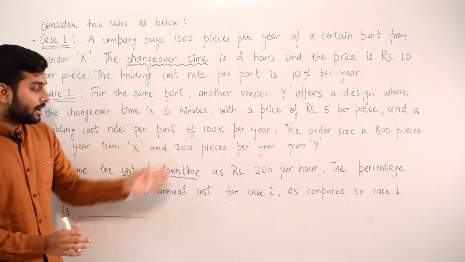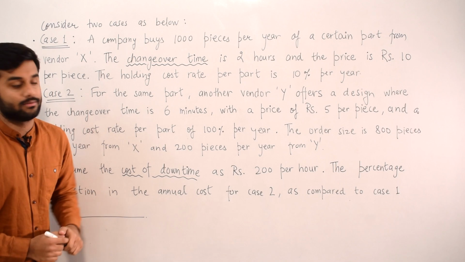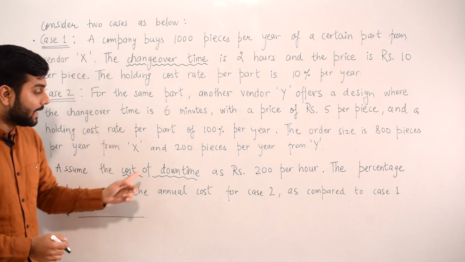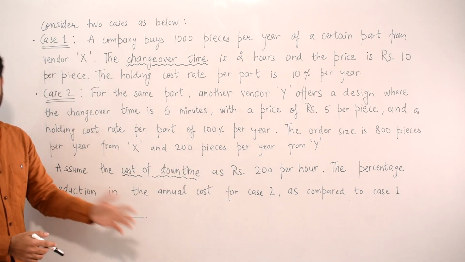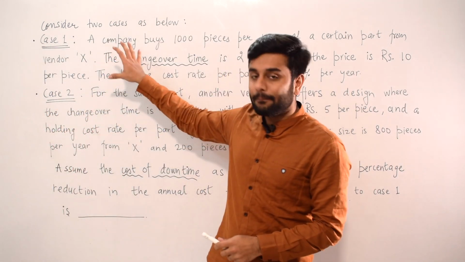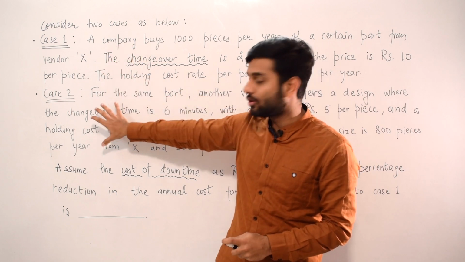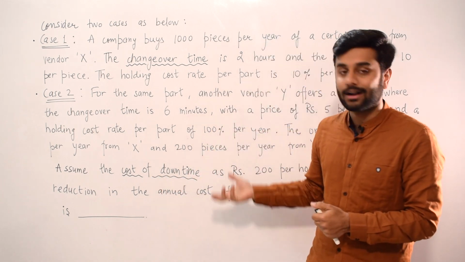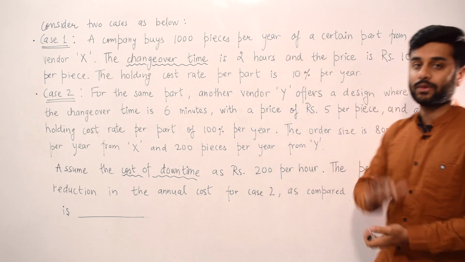Okay. So assume the cost of downtime as rupees 200 per hour. Now it is asking you the percentage reduction in the annual cost for case 2 as compared to case 1. So in this case, you have to compare the total annual cost of case 1 with the annual cost of case 2 and then tell how much reduction has occurred in the annual cost for case 2 as compared to case 1.